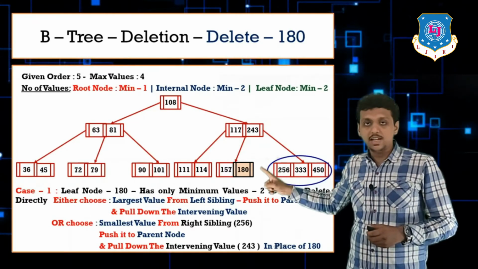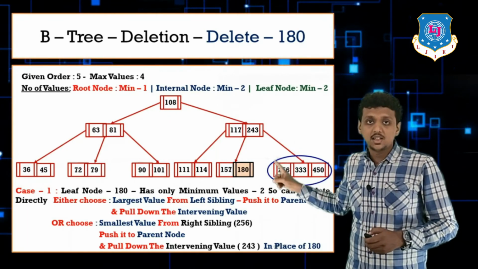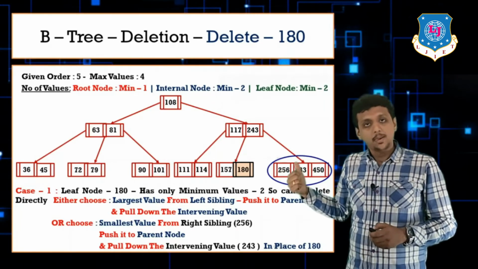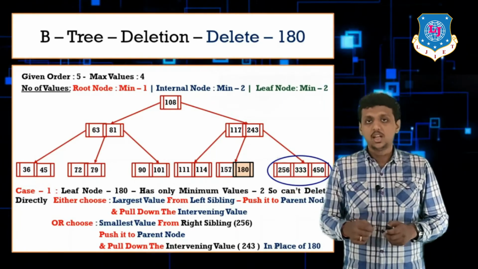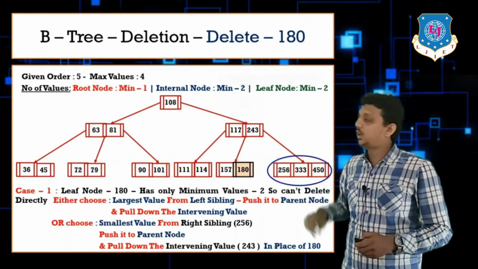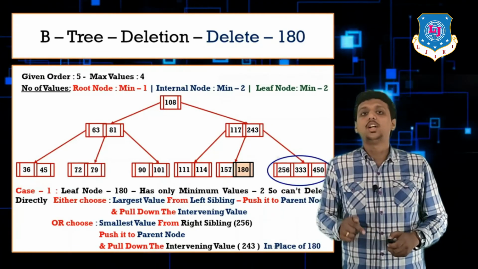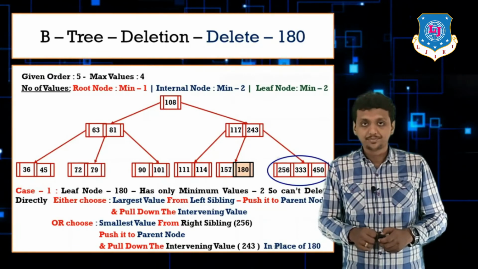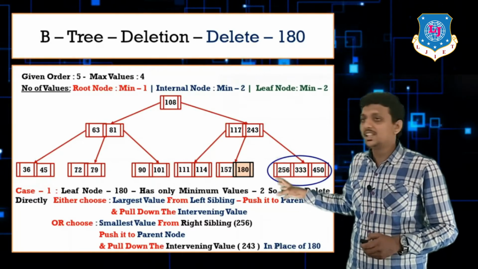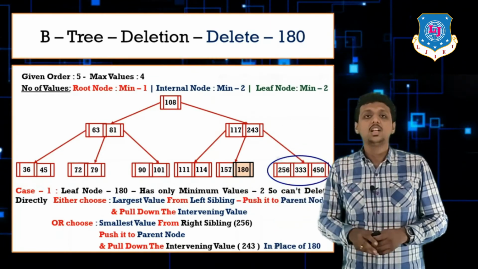So 180 is one value. Now I need to select 256. So I want to select 256 from that right sibling. That is the second value. Now in between both of these values I have 243 at the parent node. So 243 becomes our intervening value, the value in between 256 and 180.